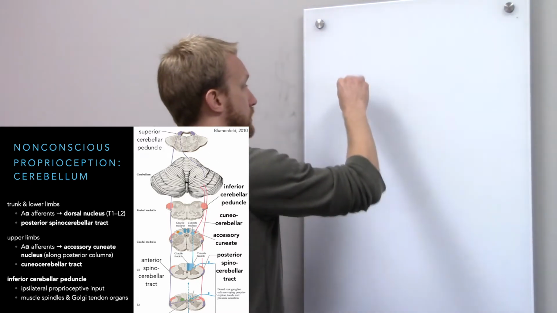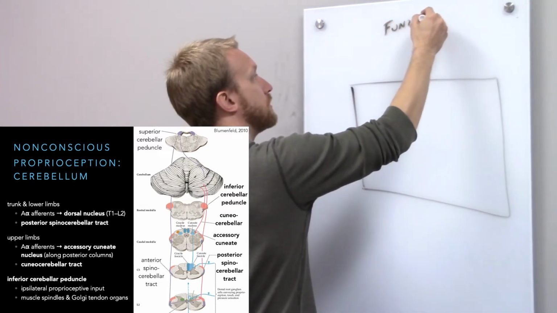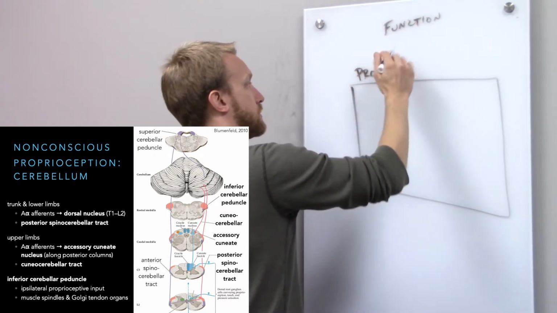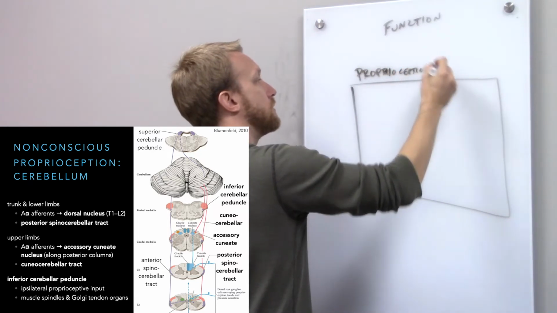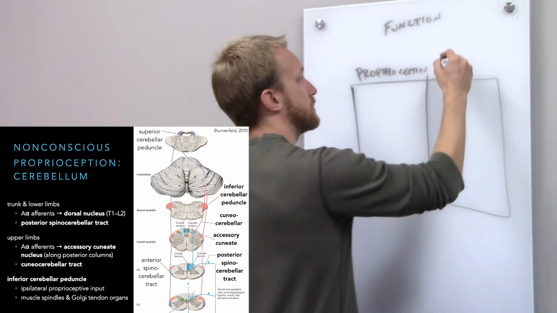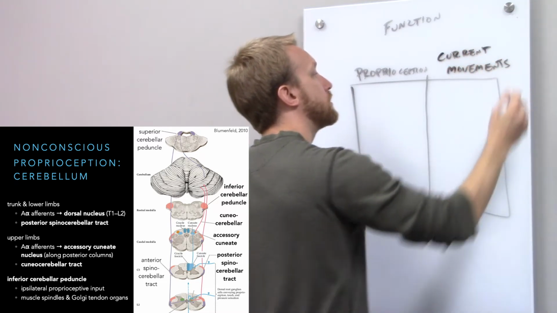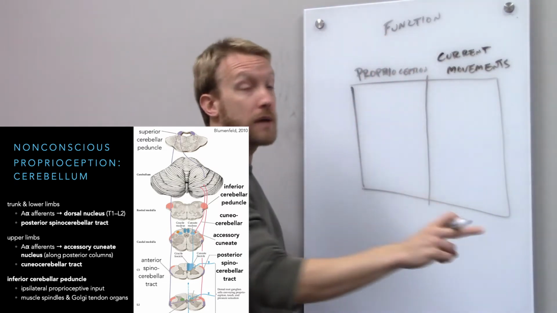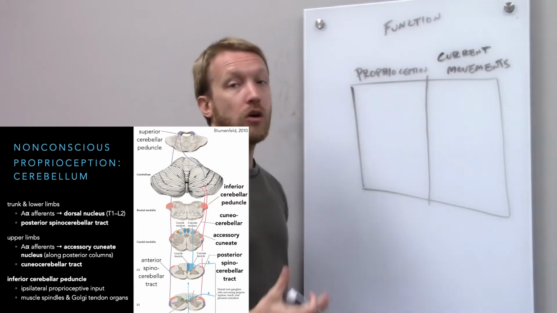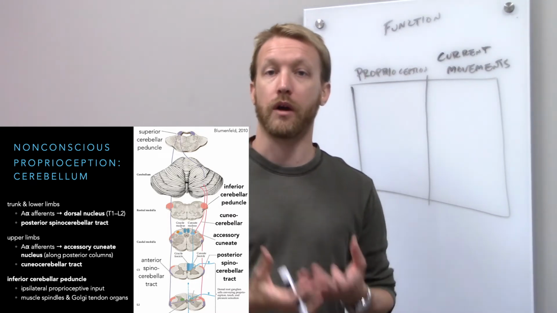So we could, I suppose, make a little 2x2 table to organize these. We'll think about the function on top. So where is my body? Proprioception. The other tracts are concerned with current movements. So where is my body now? Where will my body be soon? Present tense, future tense. But it's all about knowing body position so that we can appropriately plan our movements to get our bodies where we want them.